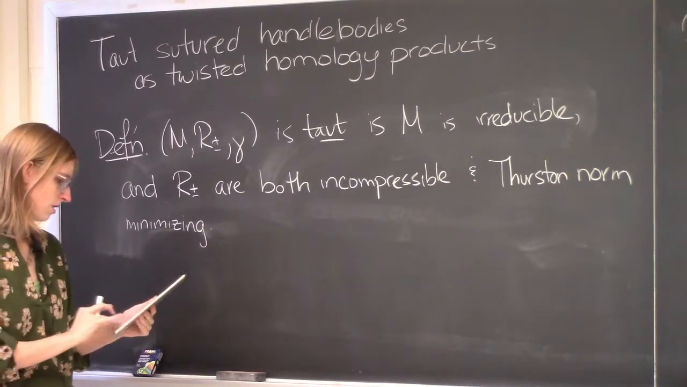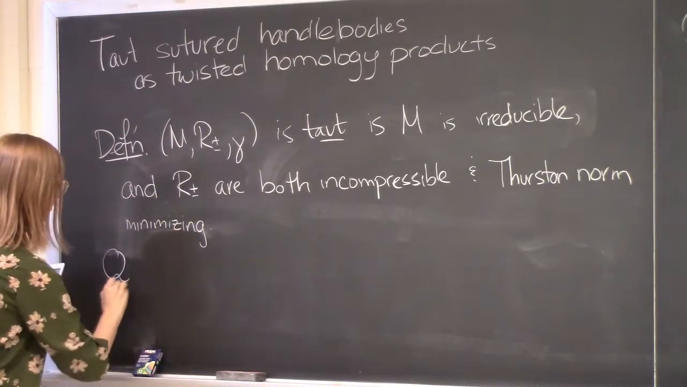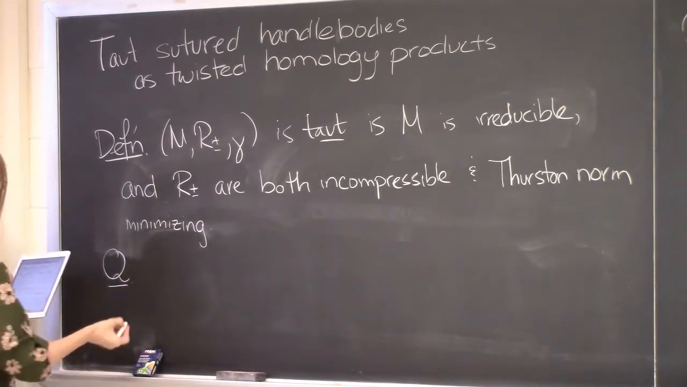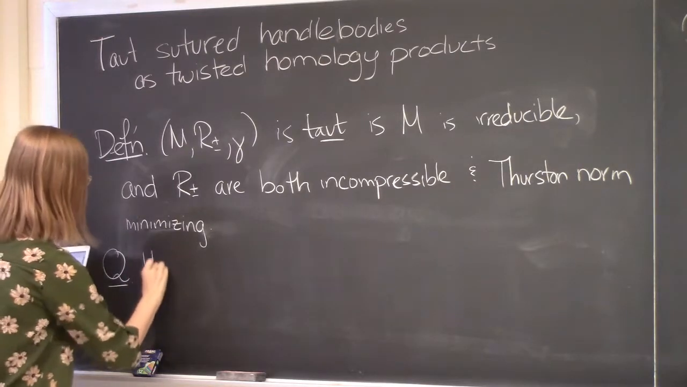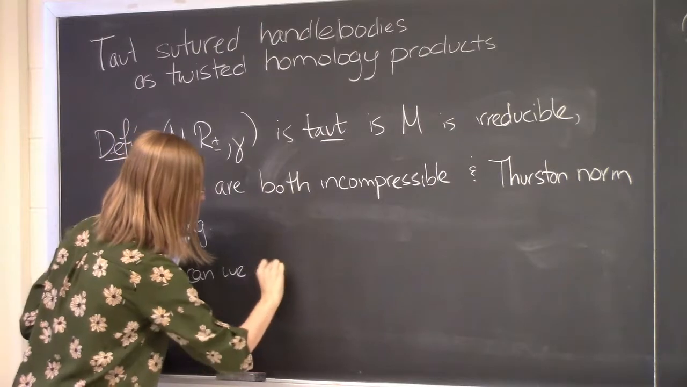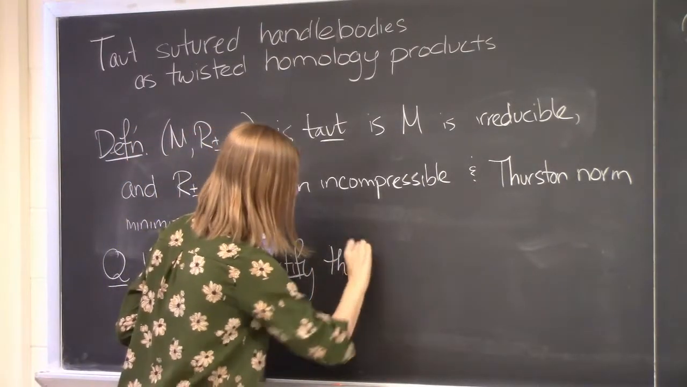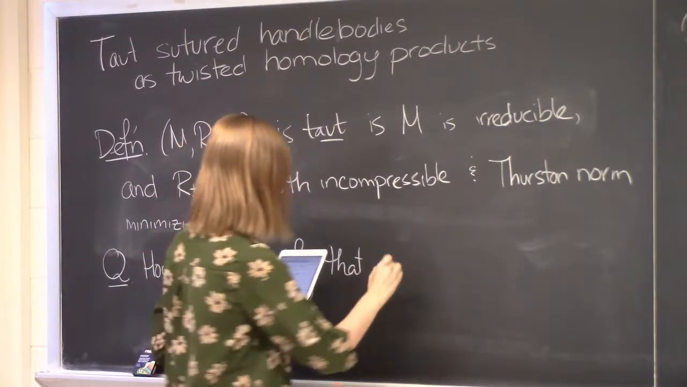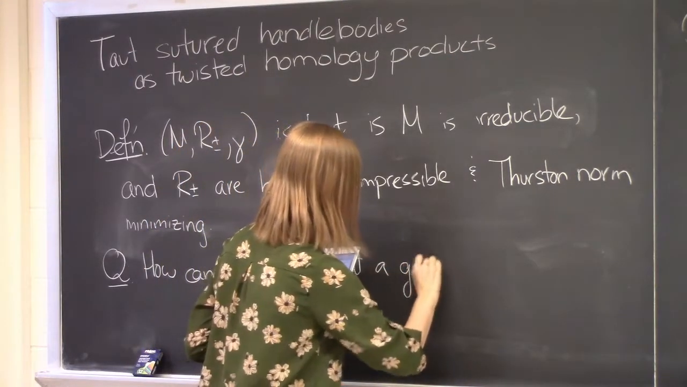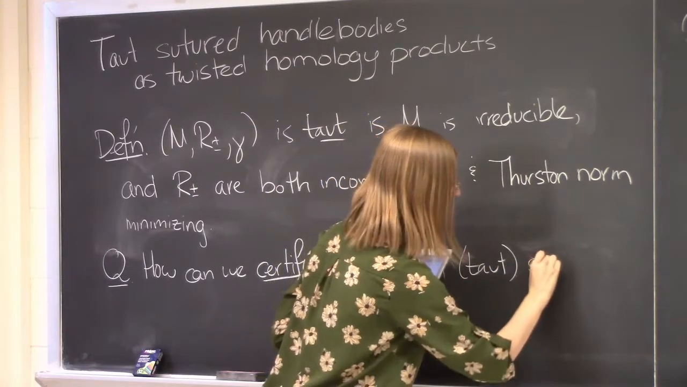So this leads to our main question. How can we certify that a given presumably taut sutured manifold is in fact taut?